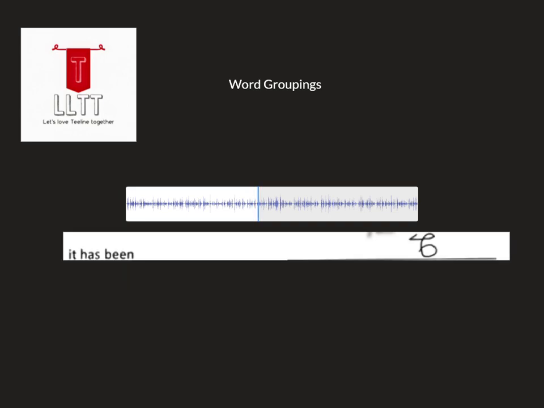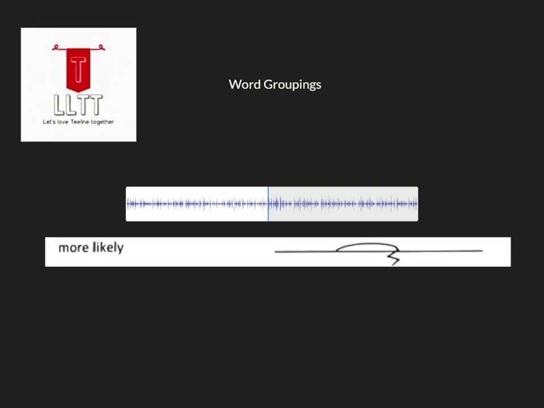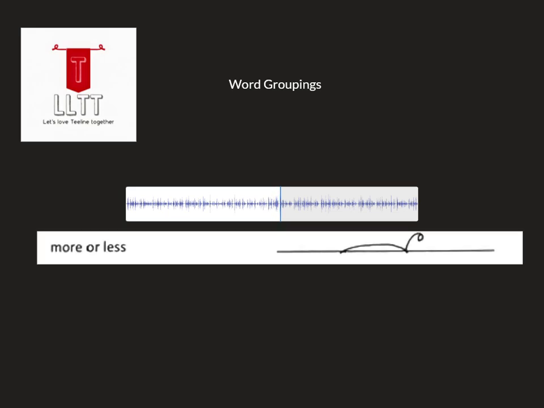It has been. And then the intersection of PL for people in phrases like many people, some people. More likely, we kick the L out of likely, both at the beginning and at the end. So more and then KI. More or less. After the M, the L goes upwards. So we miss out the tiny word again. We would miss out the or and we write more less.